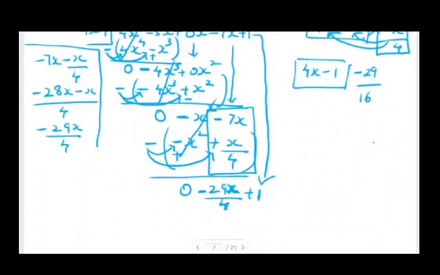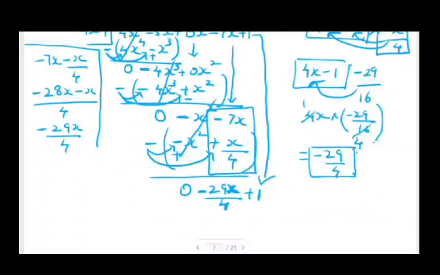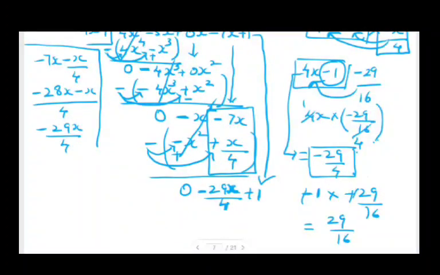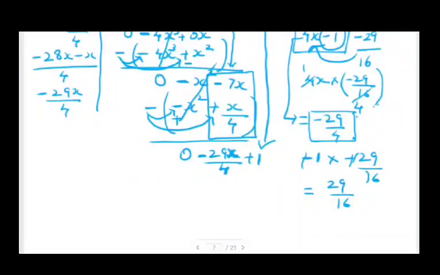Alright. So I'm going to multiply this by this. 4x into minus 29 upon 16. So 4 ones are 4, 4 fours are 16. What do I get? Minus 29 upon 4. Correct? This is when I multiply this. Now, when I have to multiply minus 1 into minus 29 upon 16, minus minus cancels, and what do I get? 29 upon 16. So now how does the entire expression look like?